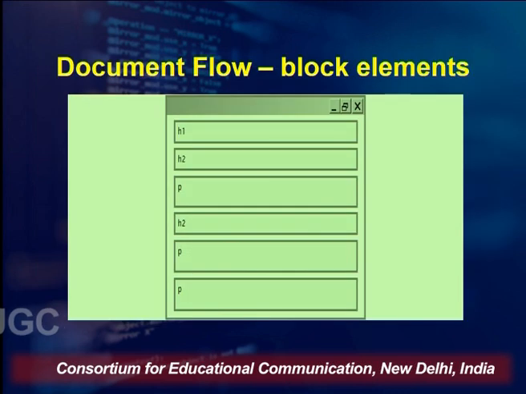Now, if you look at block level tags, how do they work? If you look at the document flow, there is one block level tag, then another, then another.